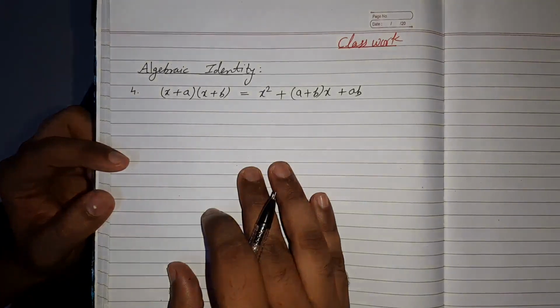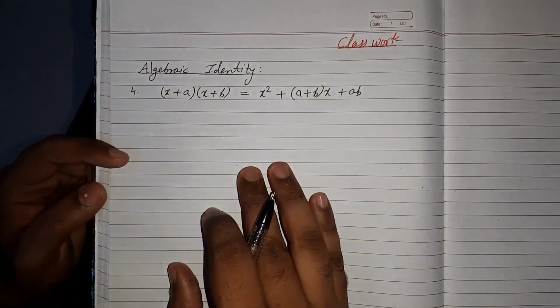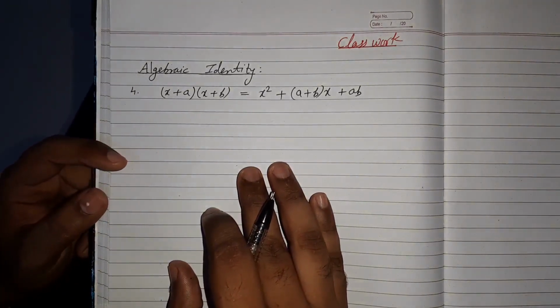In today's class, we will do the fourth algebraic identity, (x + a)(x + b), and also we will do some questions which are based on algebraic identities. Okay, so let's get started. Now we will continue algebraic identity number 4.